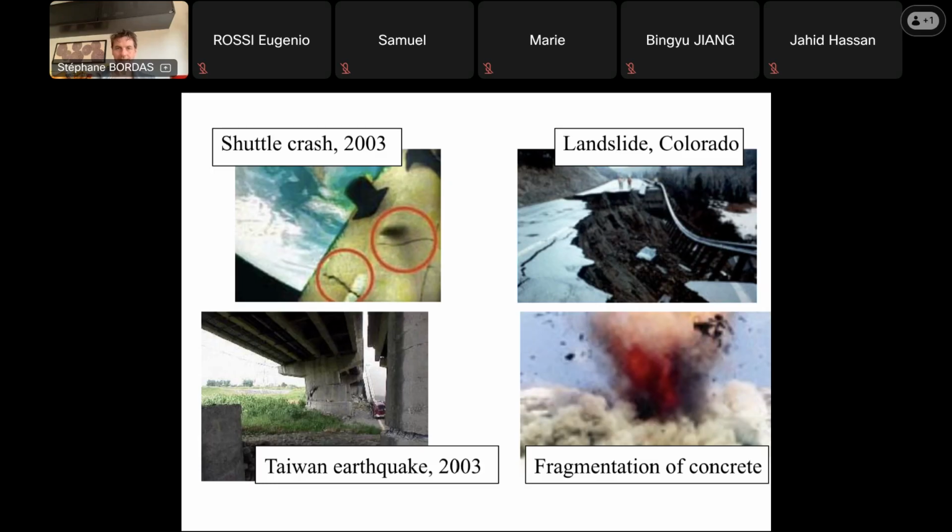And you can see cracks that are common on the shuttle crash and the landslide. The third one, bottom left, is a Taiwan earthquake, also in 2003, where the bridge literally fell to pieces. And the fourth one is fragmentation of concrete, which unfortunately could be useful when you try to understand what happens if a building is set into an explosion for some reason that I let you imagine. So in all cases, what you can see is originally there is a continuum. The shuttle is more or less continuum. As far as we know, we look at it from far away. So it looks like a continuous medium.